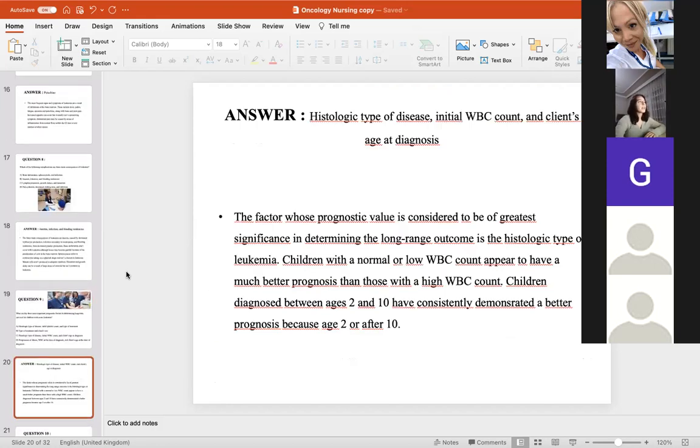Answer is histologic type of disease, initial WBC count, and client's age at diagnosis. The factor whose prognostic value is considered to be of greatest significance in determining the long-range outcome is the histologic type of leukemia. Children with a normal or low WBC count appear to have a much better prognosis than those with a high WBC count. Children diagnosed between age 2 and 10 have consistently demonstrated a better prognosis than those diagnosed before age 2 or after 10.